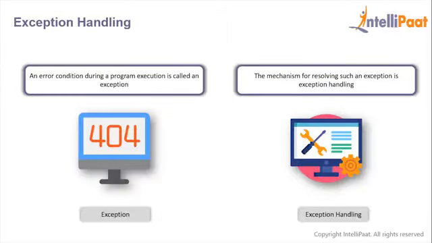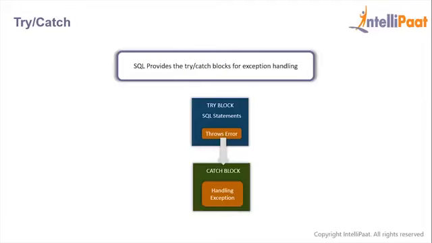So an error condition during a program execution is called an exception, and the mechanism for resolving such an exception is known as exception handling. And we can do exception handling in SQL with the help of try-catch blocks. So the try statement allows us to test a block of statements while they're being executed, and the catch block allows us to handle any exception which occurs in the try block.